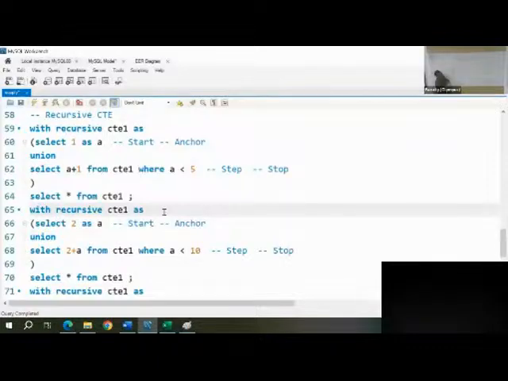So just take this down and try to recognize the syntax. This is an anchor or start, step, stop. What does union do? Union is responsible for putting all of this together as a single table, right? 1, 2, 3, 4, 5, 6. Otherwise, this will be one separate, this will be one separate. So union is what is bringing all of this together as a single result set.